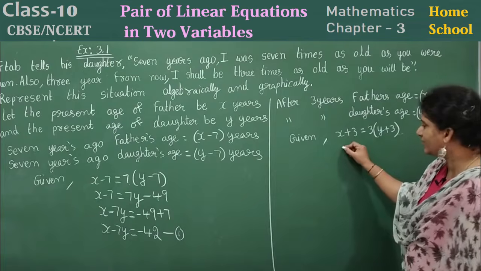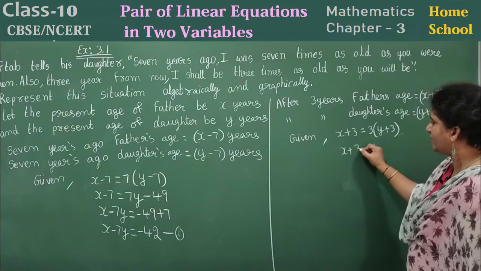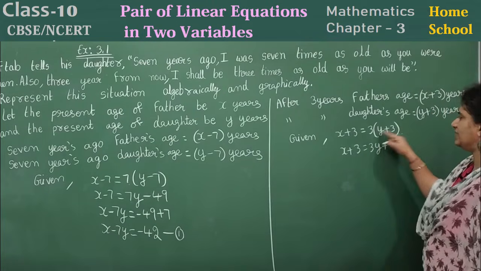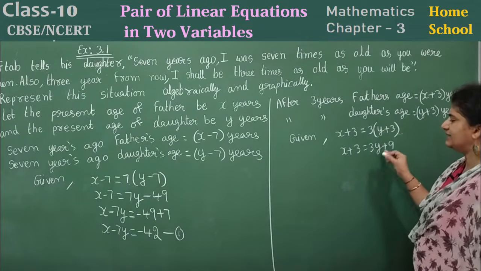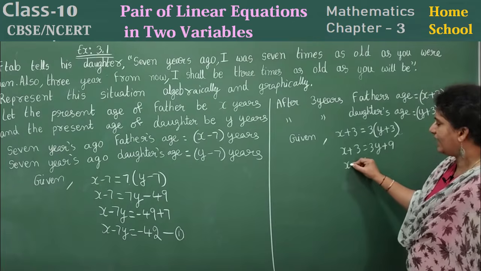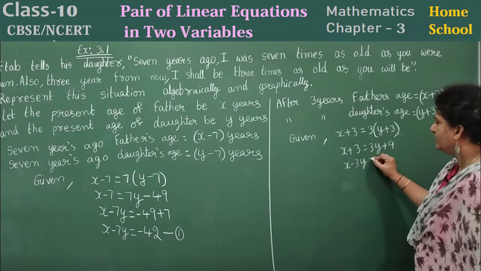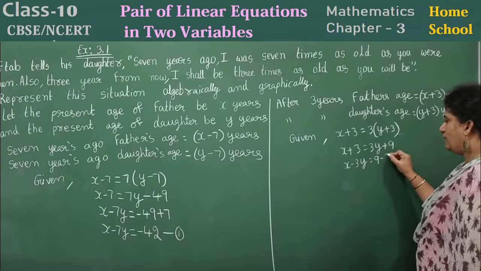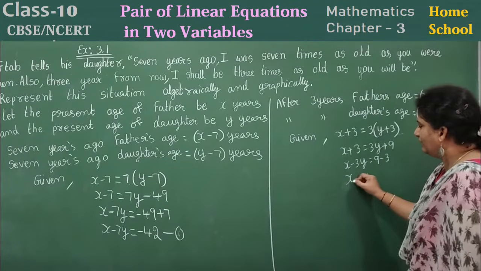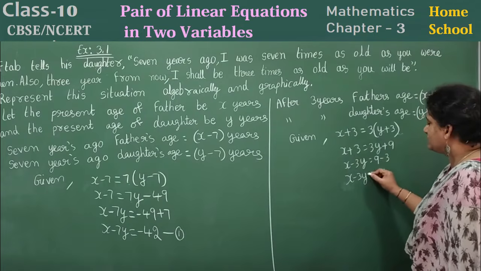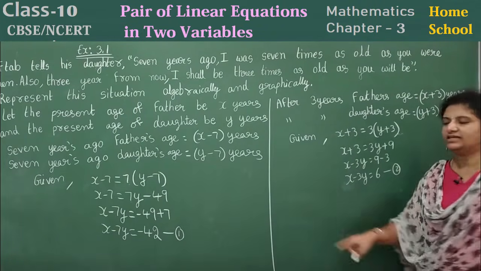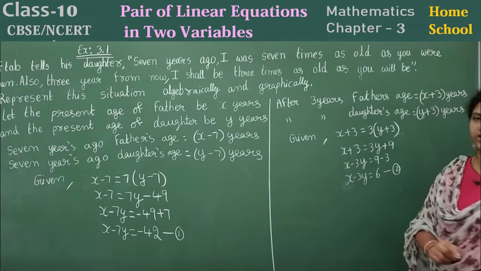Now simplify this. x plus 3 is equal to 3 into y plus 3, that is 3y plus 9. Send this 3y to this side. x minus 3y is equal to 9 minus 3, that will be x minus 3y is equal to 6. See, these two are the equations.